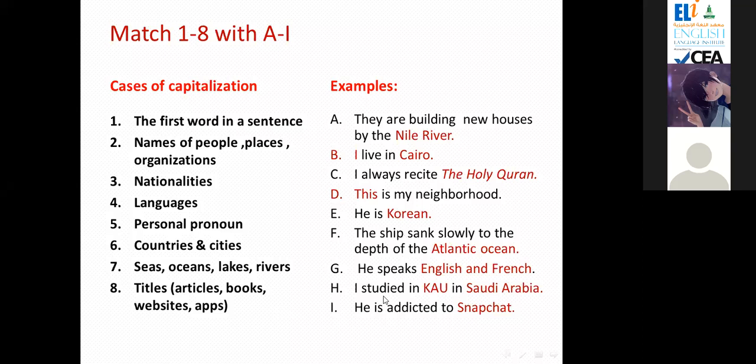When I say I studied at KAU, King Abdulaziz University, it's an organization in Saudi Arabia. Countries and nationalities: you said three nationalities. Korean, with a capital K, he is Korean. French, with a capital F, he speaks English and French. These are languages.